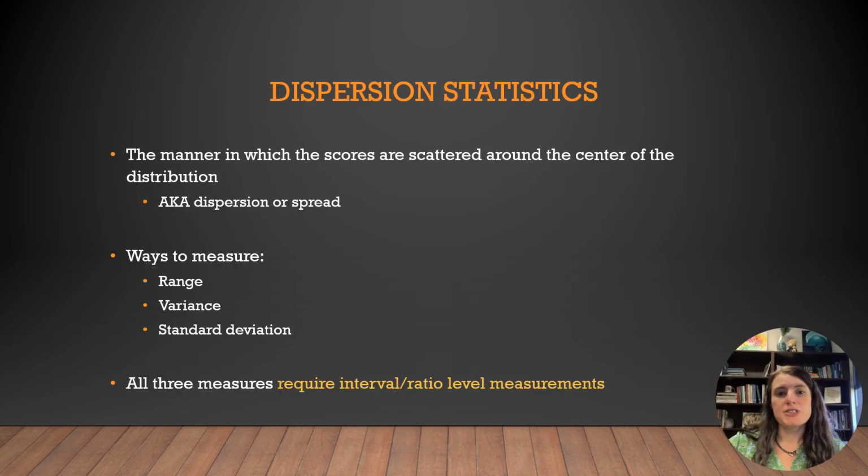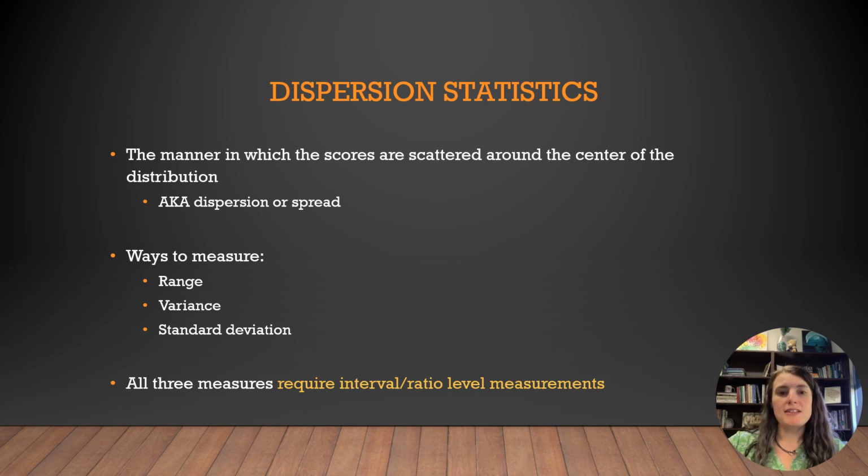This is where dispersion statistics are more valuable. Unlike central tendency statistics, dispersion statistics focus on the distribution of the scores, not the center value. So they tell us about how the scores are spread out from one another, which allows us to better differentiate between Class A and B from the previous slide.